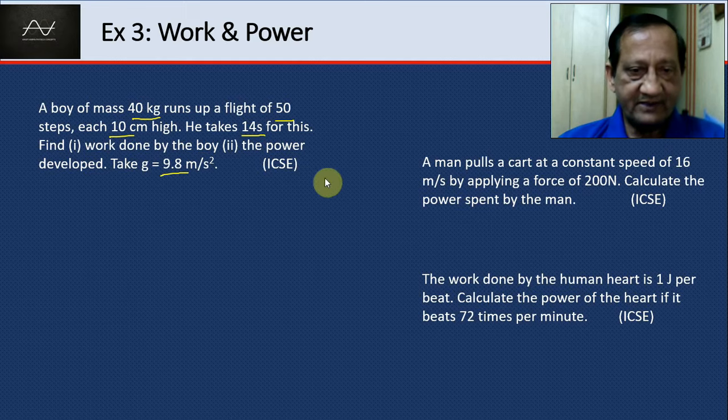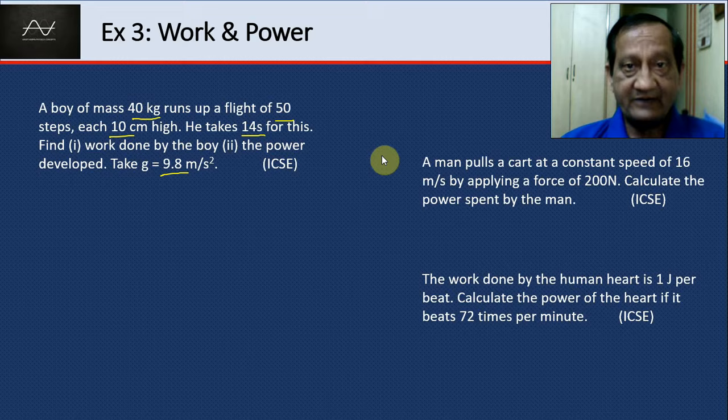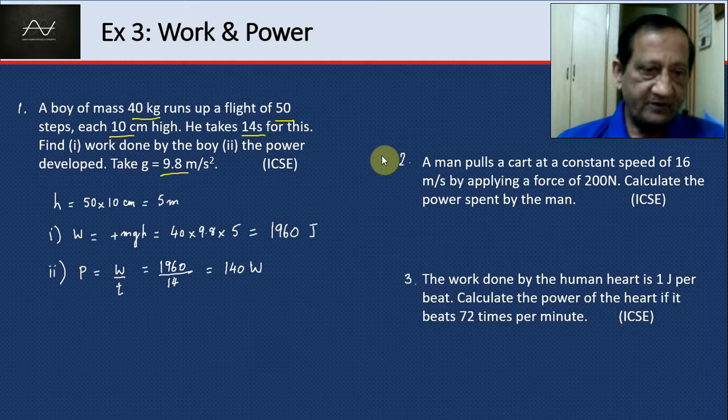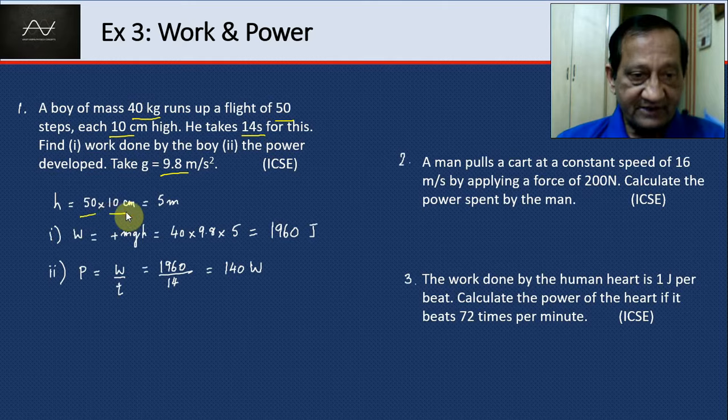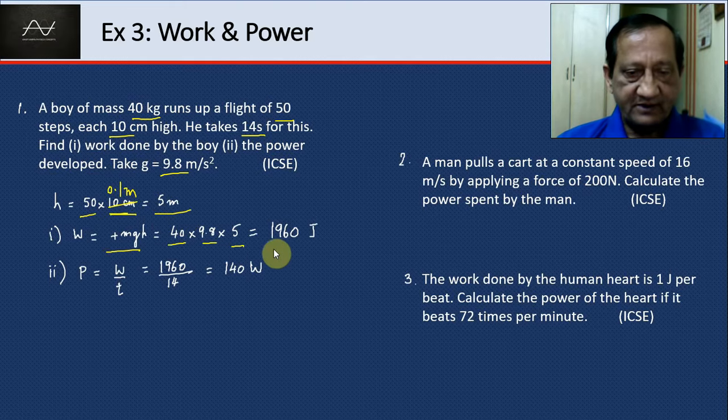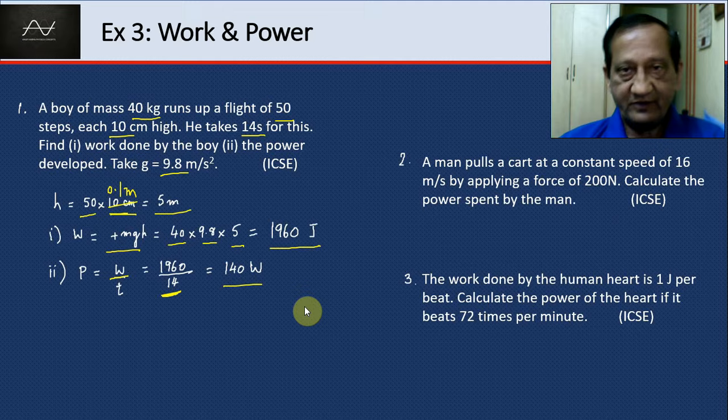Take g as 9.8. We can calculate the work done. We have learned that already, it is mgh. What is the total height? 50 steps, and each is 10 centimeter high. So this is actually 0.1 meter. We have to use SI unit, so it is 5 meters. Work done is mgh, 1960 joules. Power is that same work divided by the time taken to do so, 1960 by 14, 140 watts.